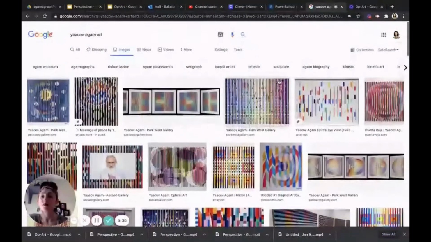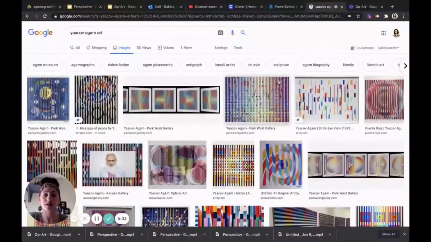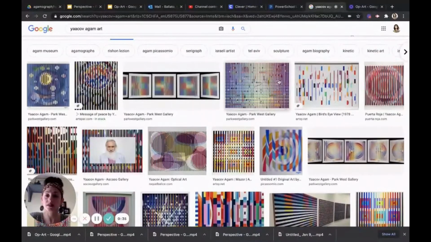Yaakov Agam uses shapes and patterns and lines, kind of like our line, shape, and pattern project that we just did. So we're going to be using those skills once again to be making these optical illusions. So the first step is to figure out what type of shapes and what type of patterns and lines you want to use in yours.